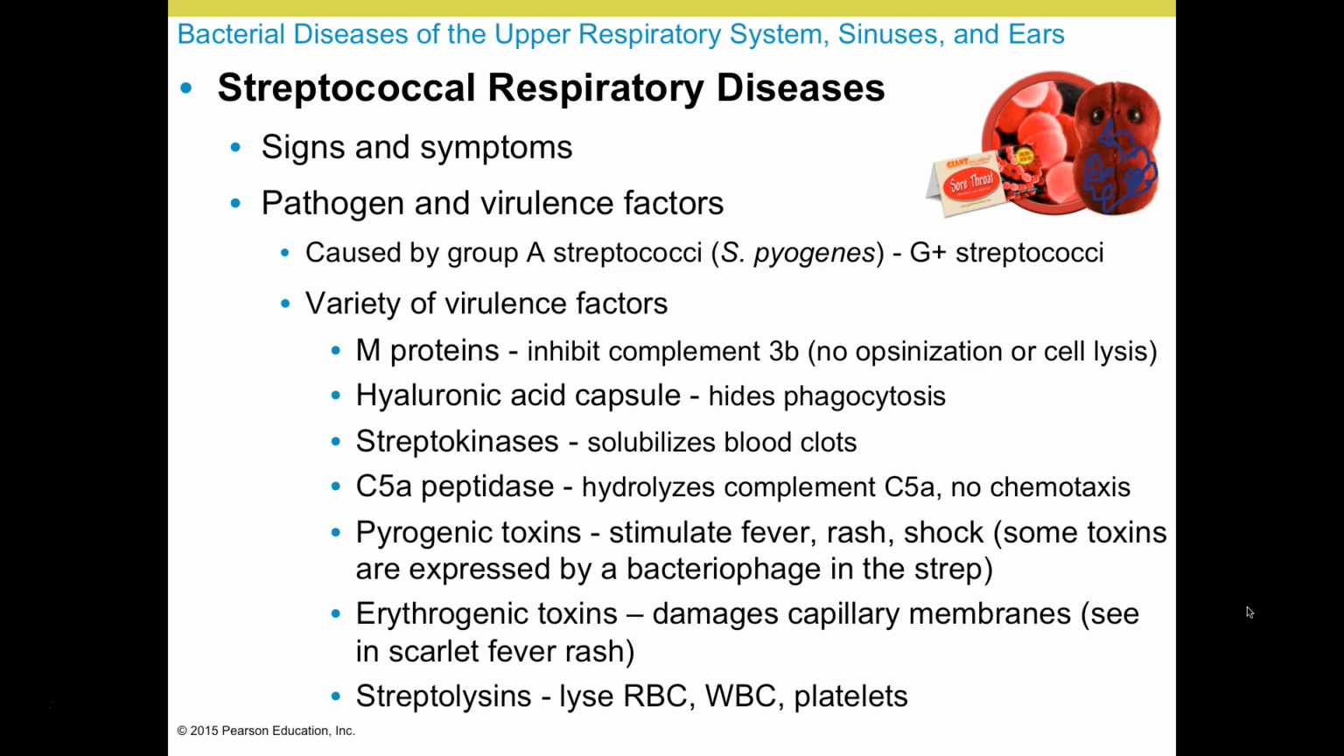And another way to see if you have this virulence factor, they look at two enzymes such as C5a peptidase. We look into the pyrogenic toxins, which are the ones that stimulate the fever. And other toxins, which are also known as erythrogenic. And the streptolysin is the one that actually lyses your red blood cells, your white blood cells, and your platelets.